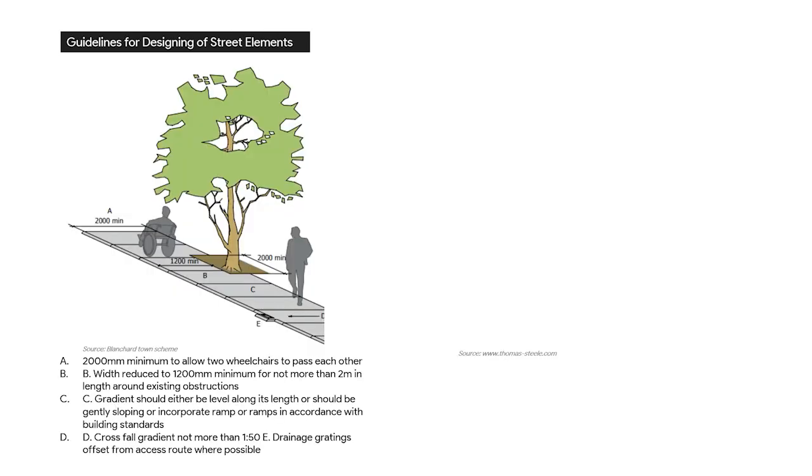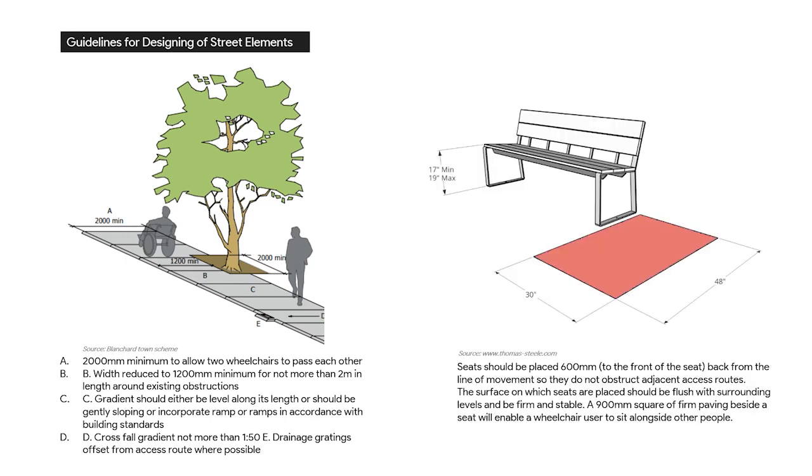Therefore, to ensure proper placing of street elements: one, the tree pit should be designed with a curb and a minimum of 1200 mm gap for wheelchair access, and drainage gratings to be offset from the access route. A 900 mm square of firm paving beside a seat will enable a wheelchair user to sit alongside other people. The material of the furniture should be anti-slippery.